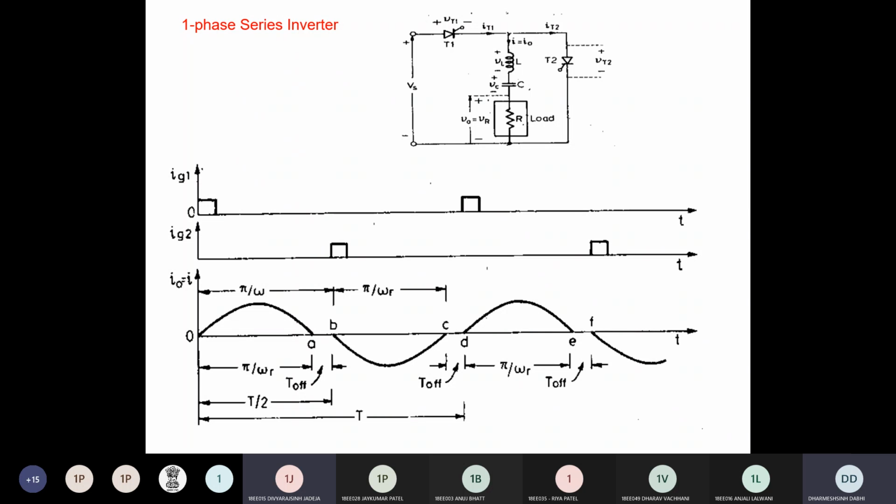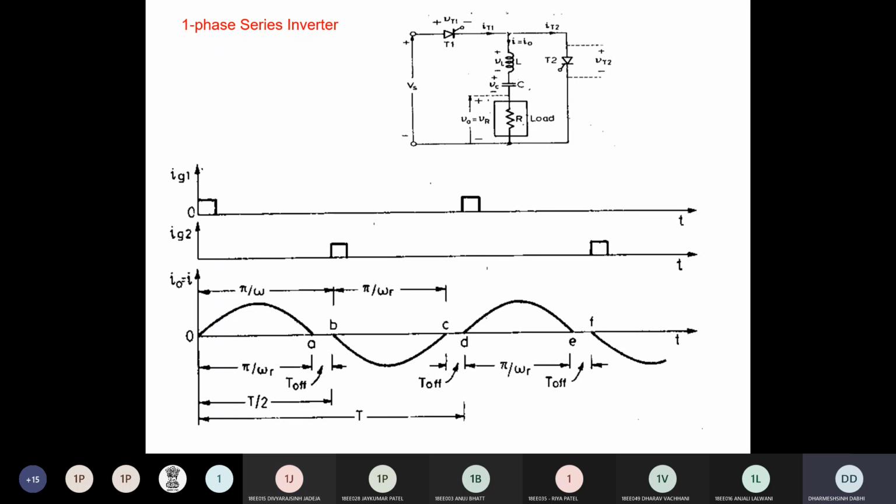Capacitor charging current. We will draw the graph: first it charges, then it discharges. See, when T1 is on, what will happen? Your capacitor will be charged. When the capacitor is fully charged, what will happen? It will act as an open circuit, so from A to B keep it open.